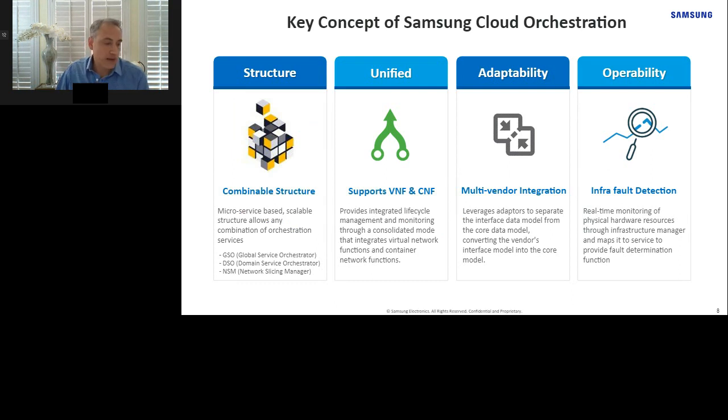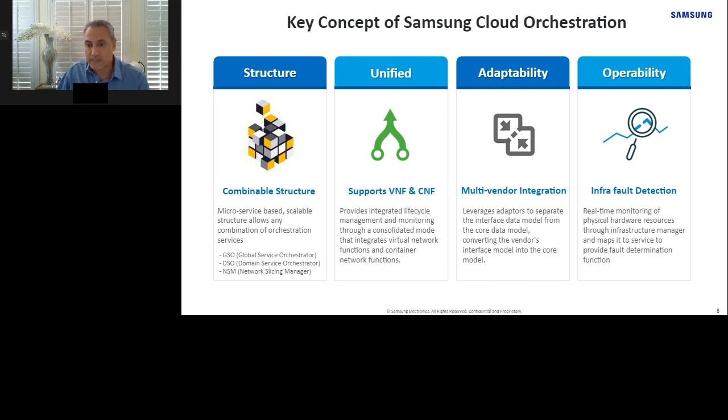So the key design concepts of the SCO are really four critical items. And we start with the structure. The combinable structure is the microservices nature of the SCO itself, and being able to deploy it in whichever flavor you choose. You can pick from any of the underlying services and microservices to spin up whatever version of the SCO you want. Unified approach means that we support both VNFs and CNFs from one single SCO instance, supporting the lifecycle management of the VNFs and the CNFs.